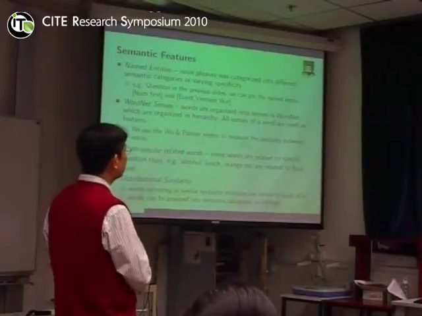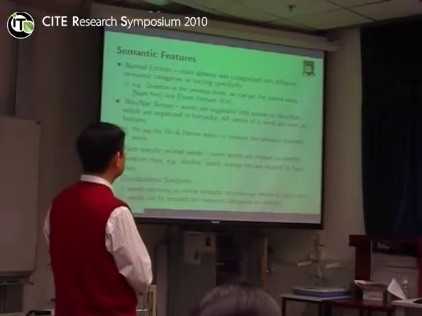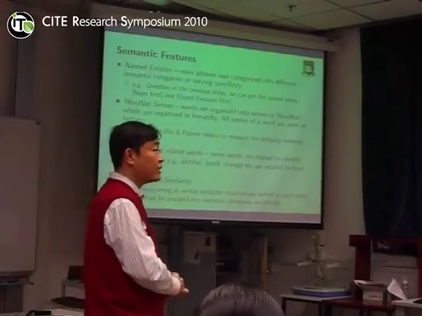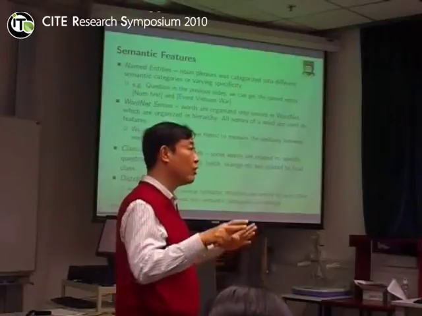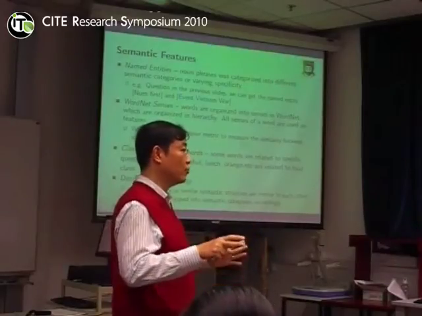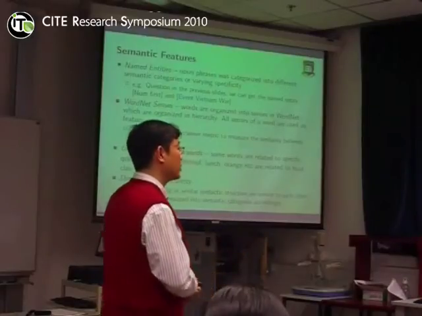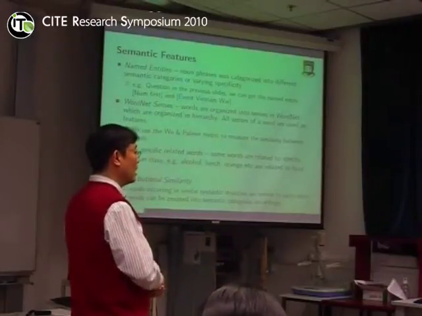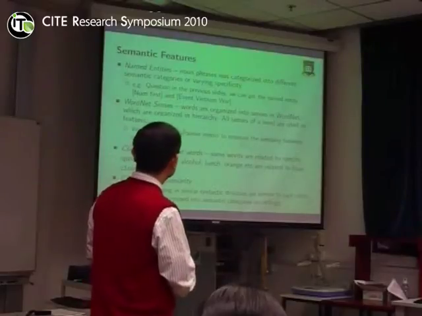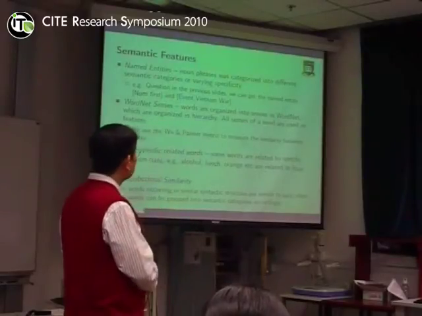So words are organized into senses in WordNet, which are organized in hierarchies, a hierarchy of the knowledge of the world. So the world knowledge, sometimes we call it ontology, which is quite common in machine learning. So all senses of a word are used as features.